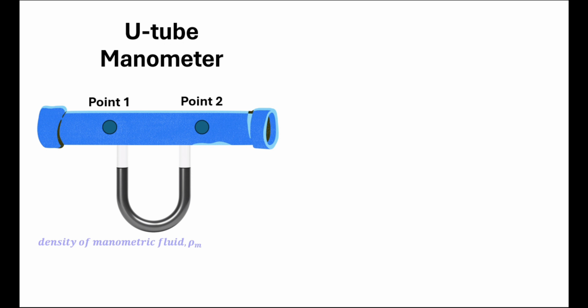Coming to the U-tube manometer, let's discuss what parameters are involved in a problem. One is the density of the manometric fluid, which is denoted by rho m. Then the density of the working fluid, which is denoted by rho f. So rho m is for the manometric fluid, rho f is for the density of the working fluid. Working fluid means the fluid flowing across the pipe.